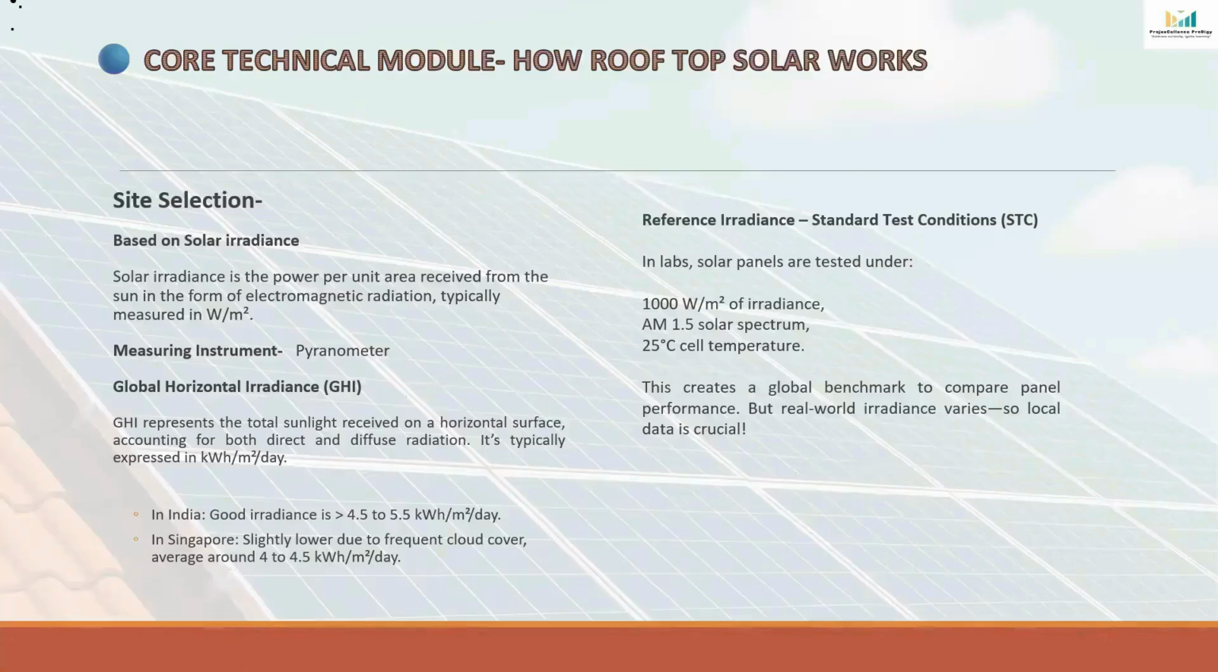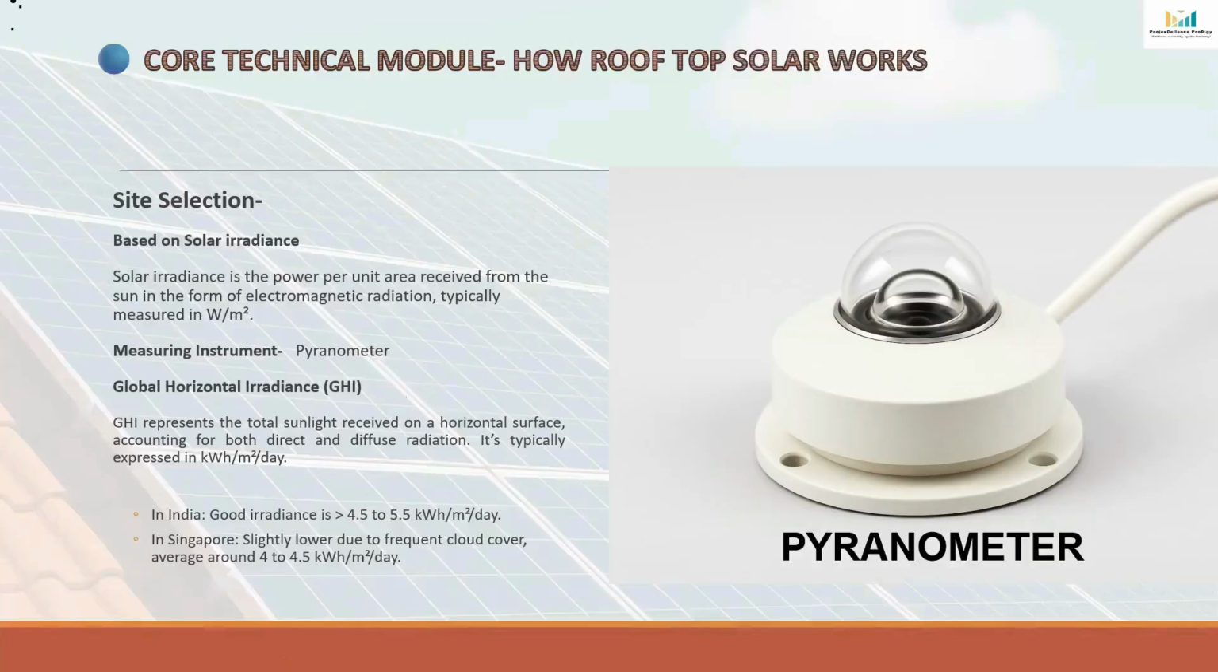Solar irradiance tells us how much solar energy is falling on a specific area at a specific moment. It is measured in watts per square meter. Think of it as the intensity of sunlight shining down on your roof. The more intense the light, the more energy your solar panels can convert into electricity. To measure solar irradiance, we use an instrument called a pyranometer.